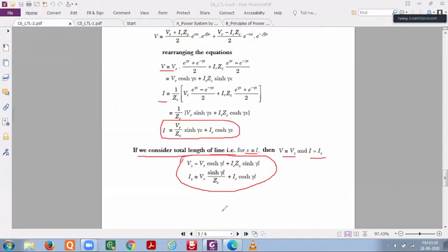As I already said, because we are taking the receiving end as a reference, it means we know the values of receiving end voltages and currents. So here all are known terms. By using these known terms, we are able to find the sending end current and sending end voltage. These are your final equations. Is that clear?